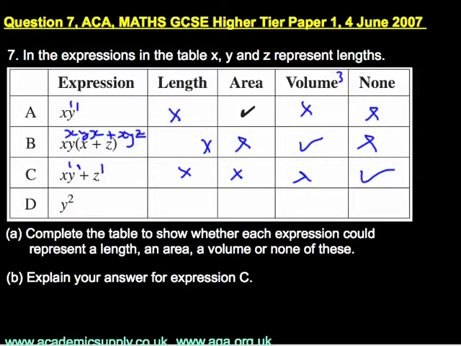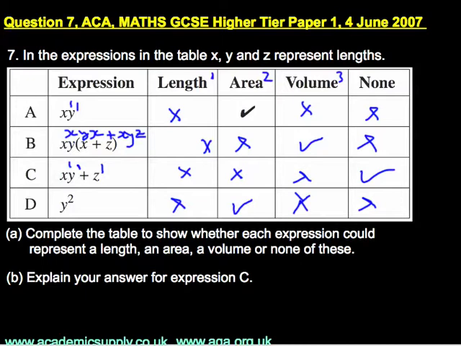The same with the Y squared here. We've got squared. And we know that area is squared, and this is all to the power of 1, so that's a straightforward one. It's not a length, it's the area. It's not a volume, and it's not none of these. So we've completed A, so we're well away there.